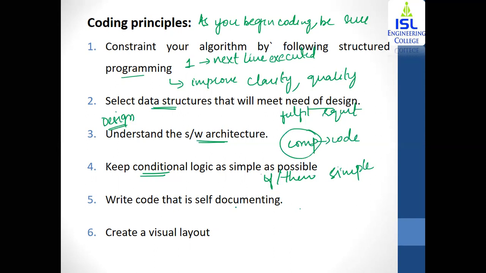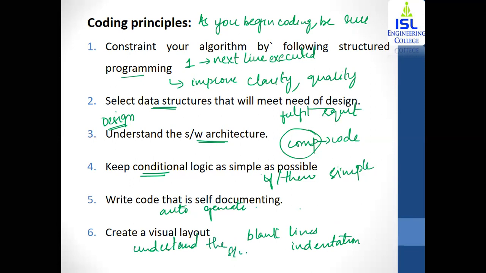The next one is write code that is self-documenting. Now, in coding, we have seen that you can automatically generate code. You're also going to use code that is going to be self-documenting. The next is creating a visual layout. Now, creating a visual layout means making use of blank lines or indentations that is going to aid in understanding the software. Giving proper spacing, understanding the software becomes easy.